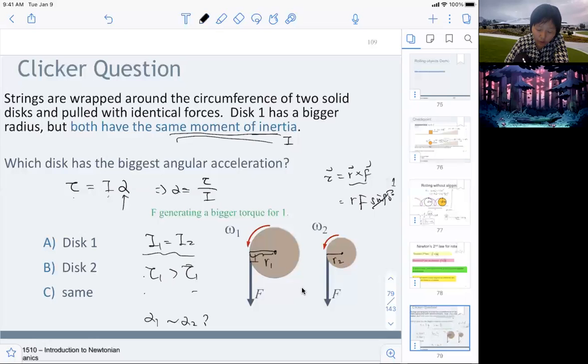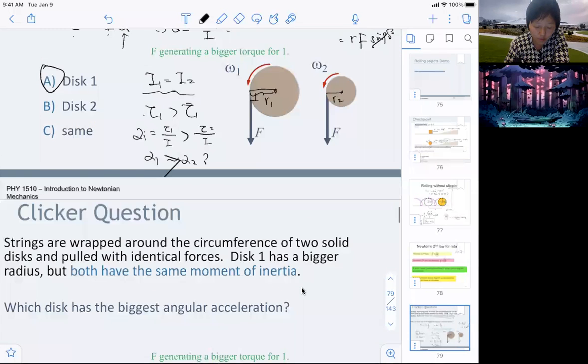So alpha is torque over I. So alpha 1, which is torque 1 over I, will be bigger than alpha 2, which is torque 2 over the same I, right? So alpha 1 is bigger than alpha 2. So this one has the biggest angular acceleration, okay? Because you're generating more torque on the same object with the same I. So they're equally hard to rotate, but you give one of them a bigger torque, so it's going to generate a bigger acceleration. So it's disk 1.